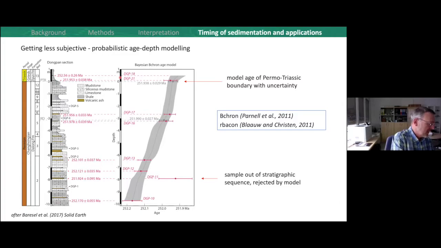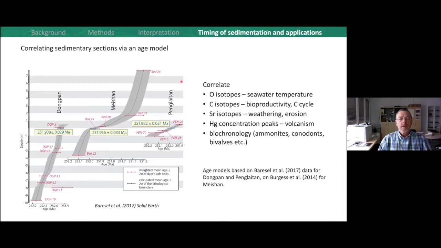For the PTB in this section. And now we can go to different sections. So in the Nanpanjiang Basin, many people have been working. So when we now compare the age models we have established in Dongpan, in Penglaitan, this is platform, this is a bit platform slope.